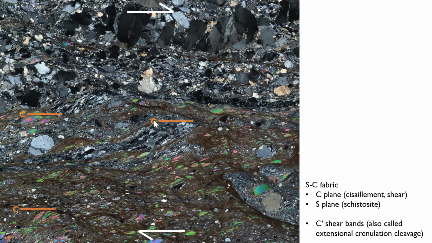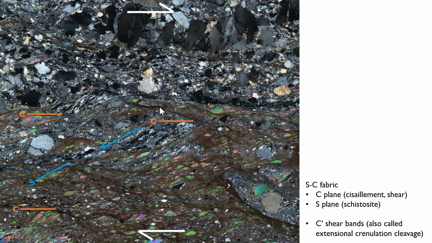So C-planes are in this orientation, like through here. They're parallel to the shear zone boundary. S-planes are at an angle like this, in this sort of orientation. So SC planes define the shape of these mica-fish. And then we have C-prime planes, which dip down in the direction of shear, so down towards the right in this thin section.